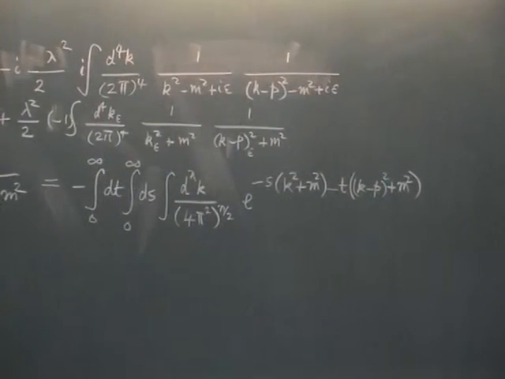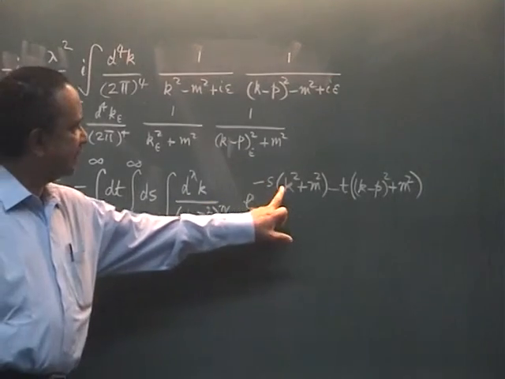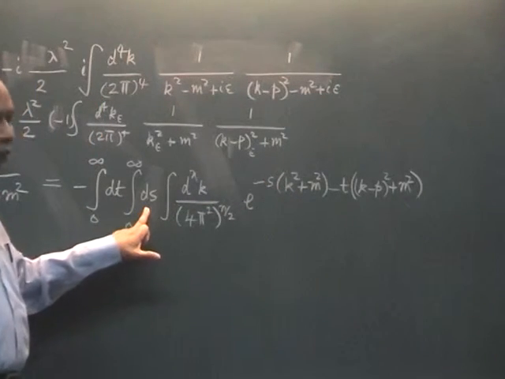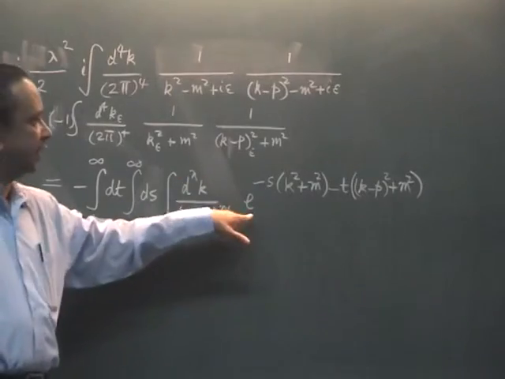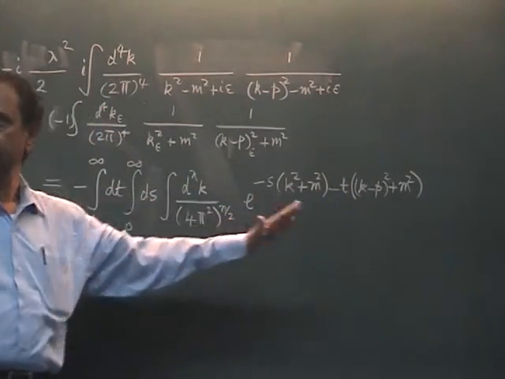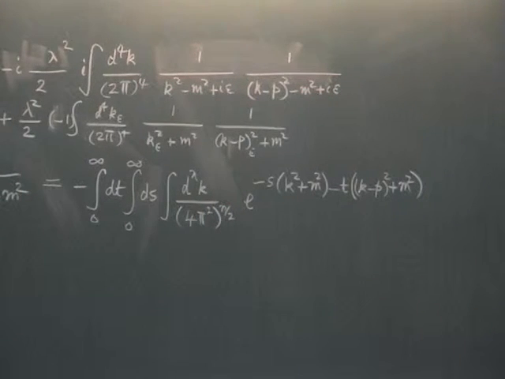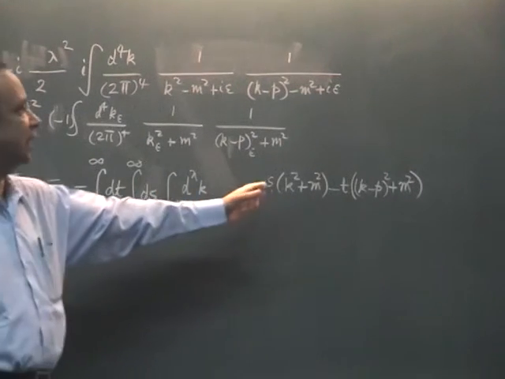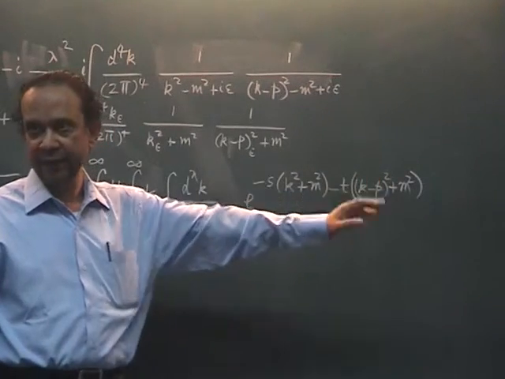Okay, so let us make sure you understand that. E to the minus s (k square plus m square) integrated over s will give me 1 over (k square plus m square). Similarly, this integrated over t will give you the other factor, which are the two factors which we have. So the whole idea is that the n-dimensional Gaussian can be done over this. Okay, that is the trick.